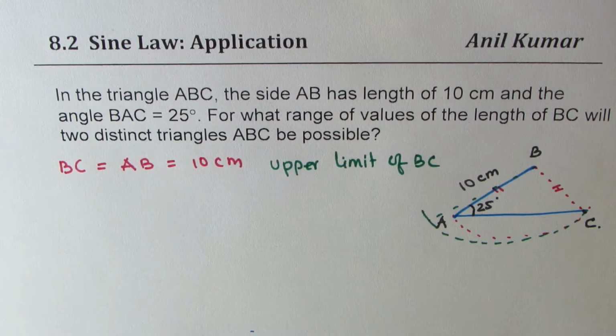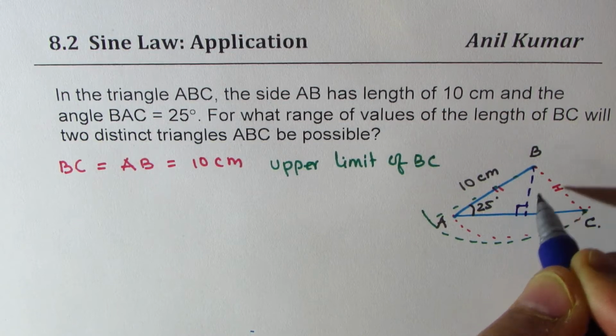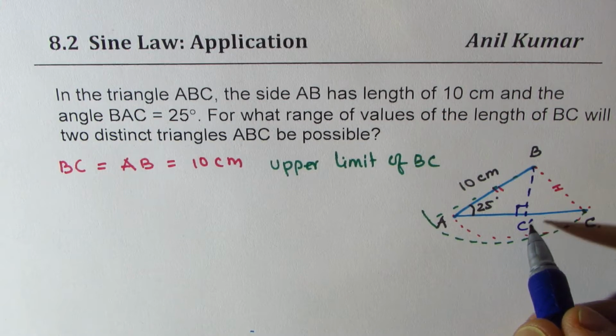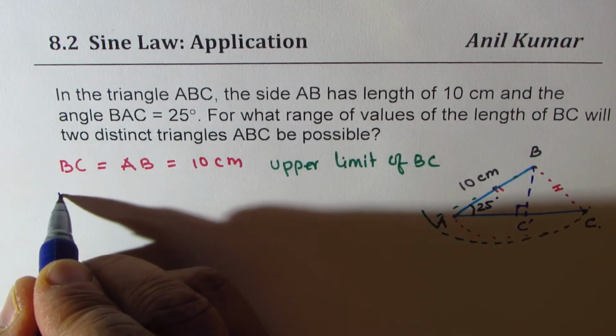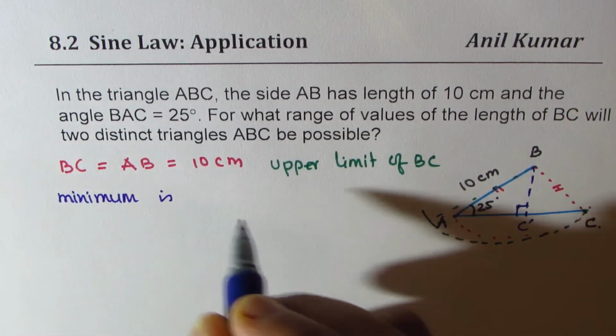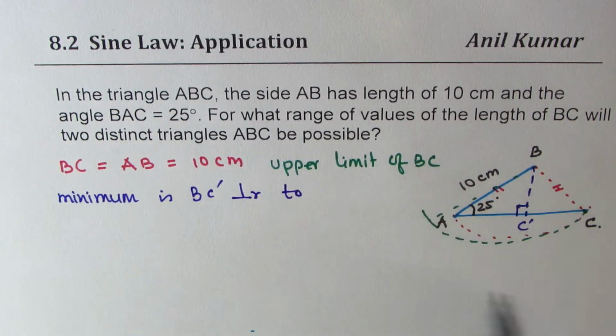Now what could be the minimum length of BC? To form a triangle, that is the shortest distance, correct? So let's say this point is C dash. If it makes 90 degrees, then we get the shortest distance. So the minimum is BC dash, which is perpendicular to AC. So let's find this length. Let's call it height h of the triangle.